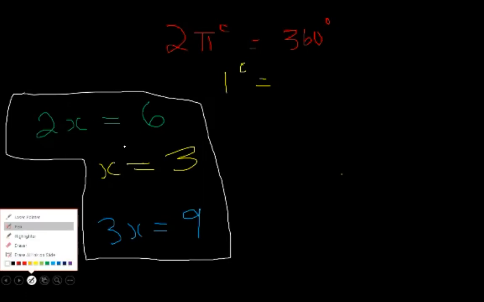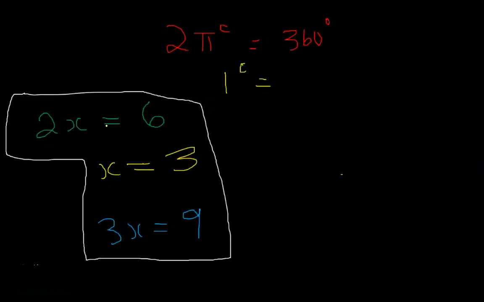Remember, following the same thing, right? 2x is equal to 6, so x is equal to 3. Why? We divide 6 by 2. 2 pi radians is equal to 360 degrees. So what is the value of 1 radian? 180 over pi. Exactly, 180 over pi. Good job. How did we get that?